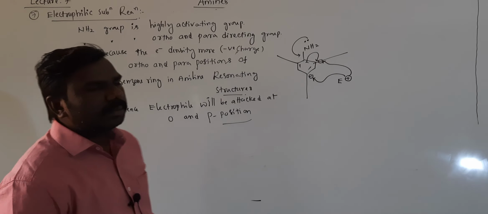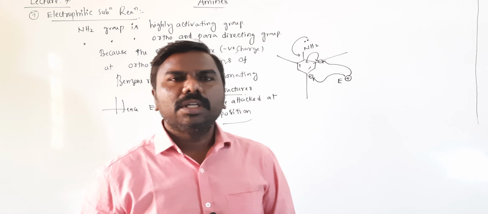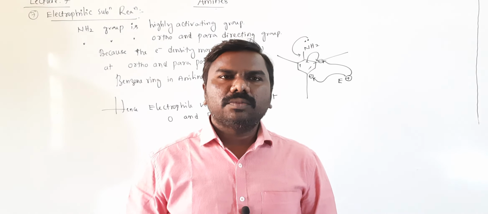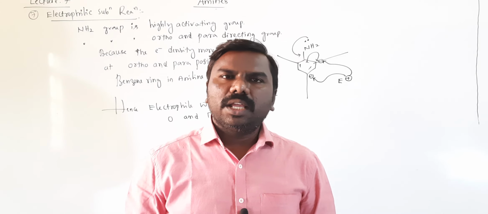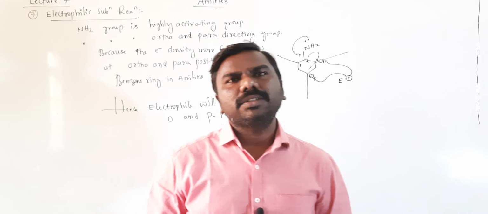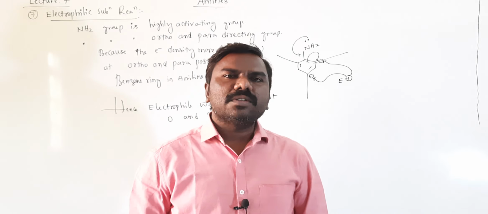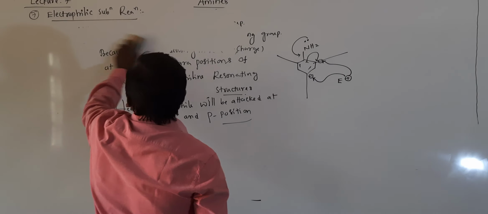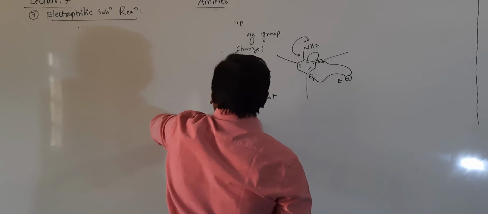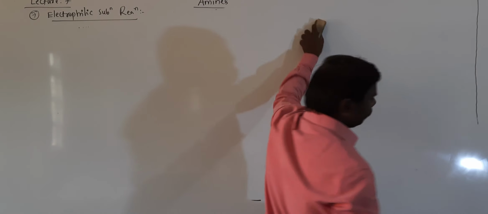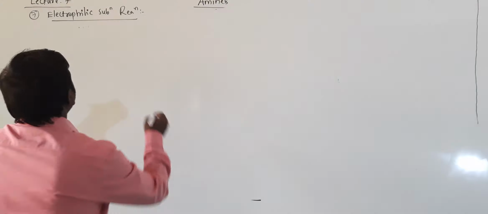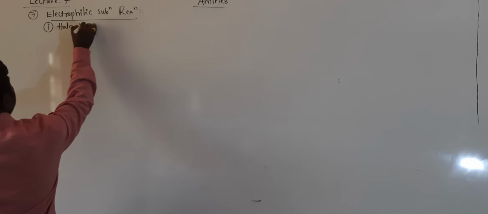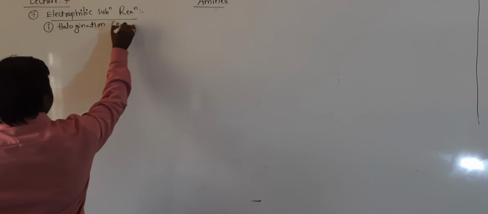Now in electrophilic substitution we read already halogenation, nitration, sulfonation, alkylation, acylation. We'll discuss one by one. First one, halogenation. In that, bromination, chlorination, iodination, fluorination. Among them, the most favorable one is bromination. This is halogenation. In this, bromination we will discuss.